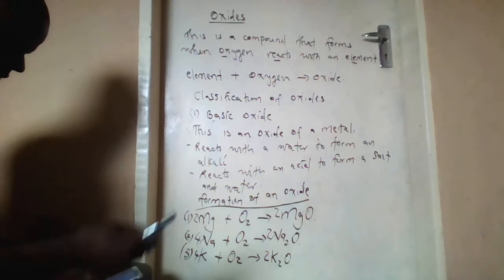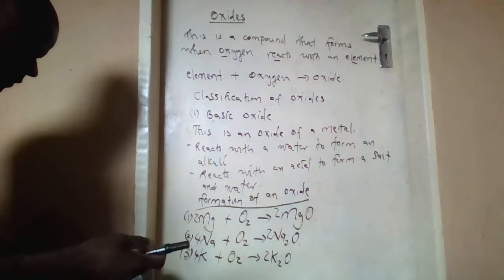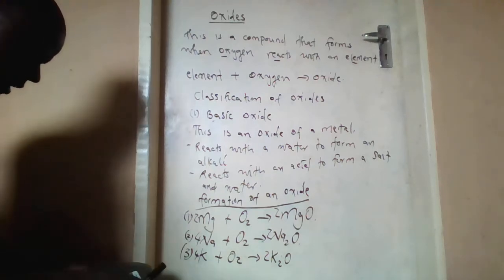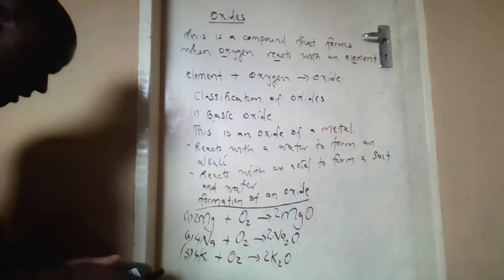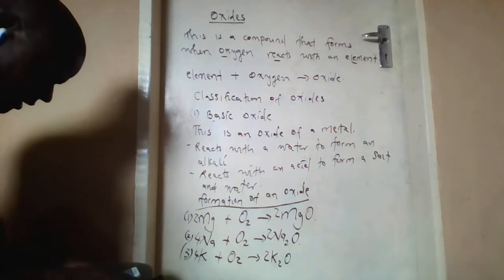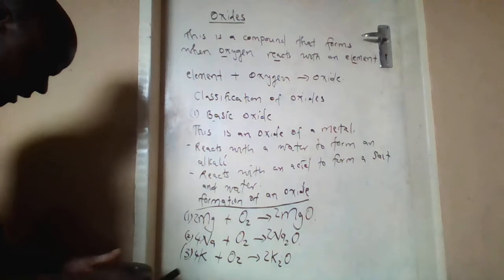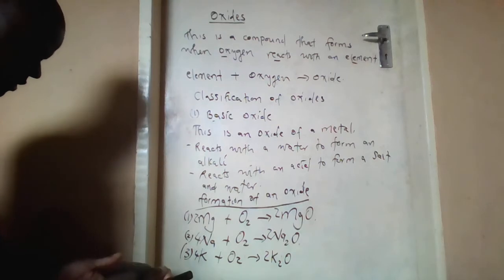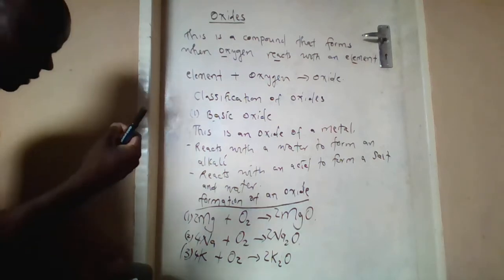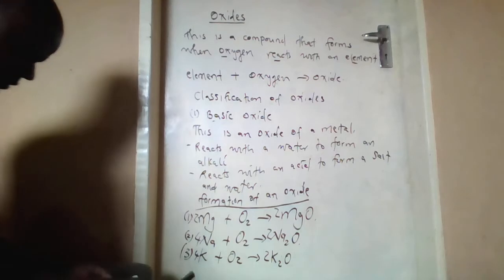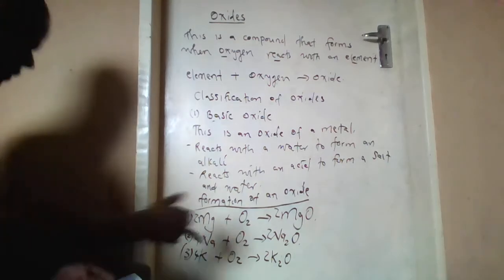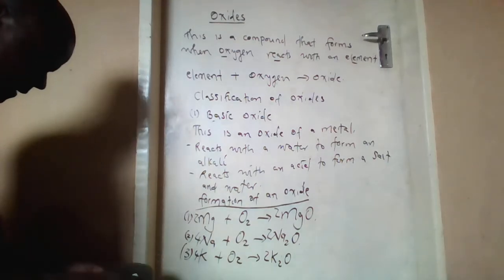So we can have calcium oxide. We can have aluminium. We can have potassium oxide, and you can also have copper oxide, iron oxide, because those are oxides of metals. So that's how we can form these oxides.